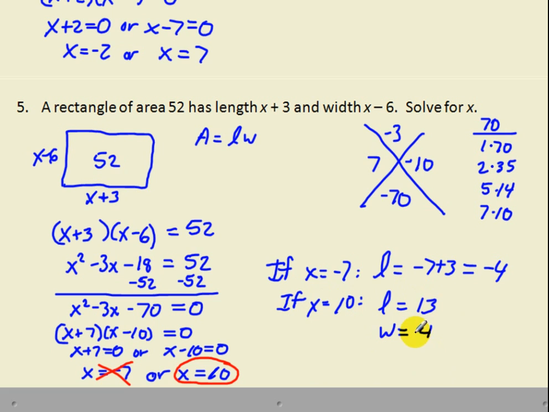These work. So if you can handle this problem, you're going to be in good shape for factoring our trinomials.